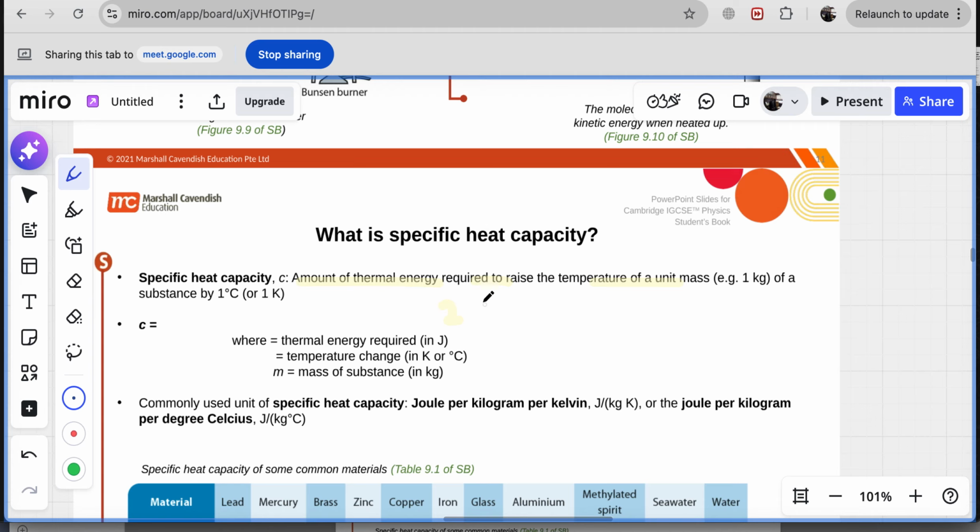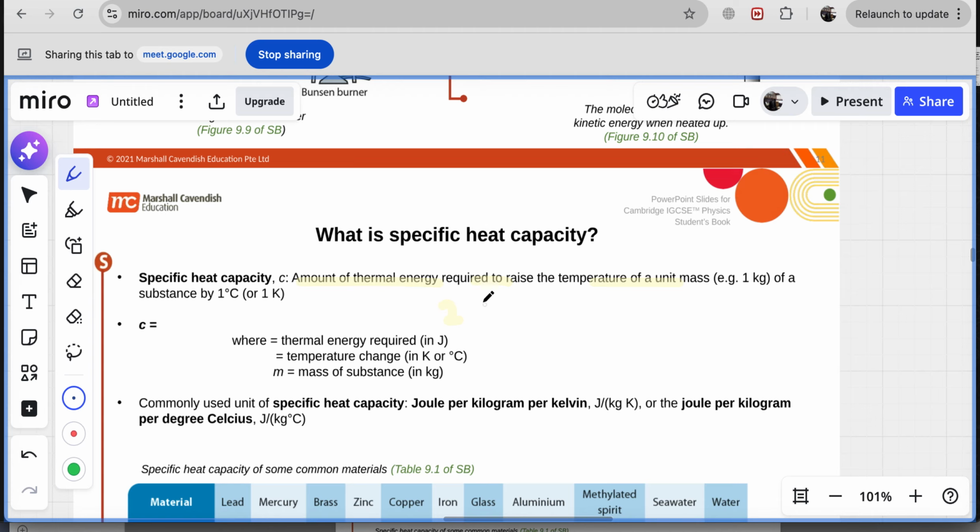The amount of energy you need to heat 1 unit mass of a substance, you must measure the mass. If you don't talk about the mass, you are talking about the thermal energy or the thermal capacity. You're not talking about specific heat capacity. So you must measure the unit mass, the amount of energy that is required to raise the temperature of 1 unit mass of a substance. 1 unit mass, 1 kg.